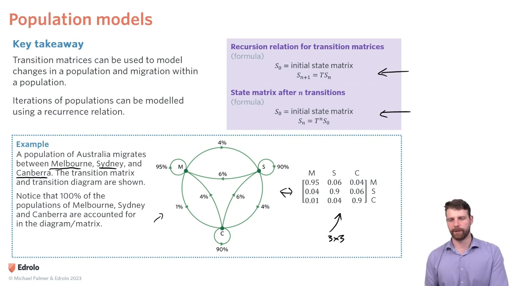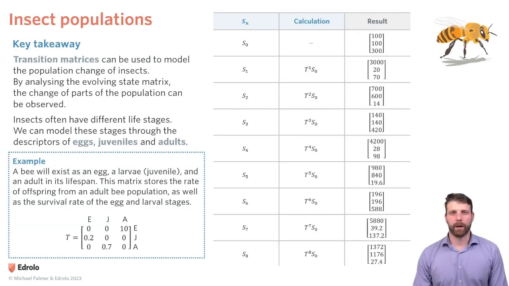So you could look there and verify that all the columns are adding to 100%, and everything coming out of each vertex is adding to 100%. Yep, so again, notice that 100% of the populations of Melbourne, Sydney, and Canberra are accounted for in the diagram and the matrix. Okay, let's look at insect populations.